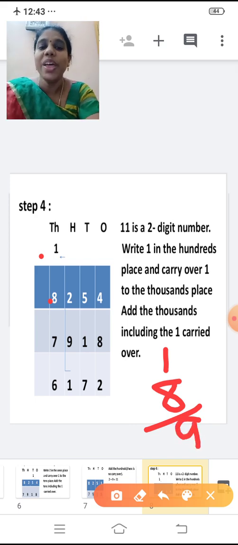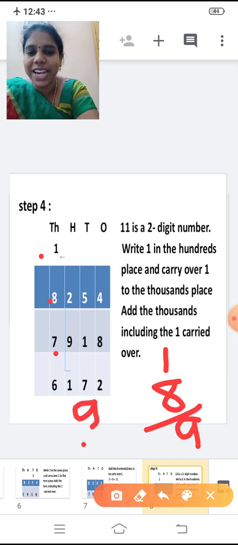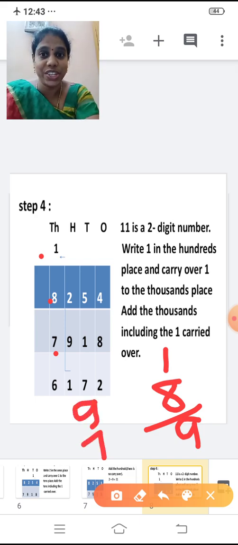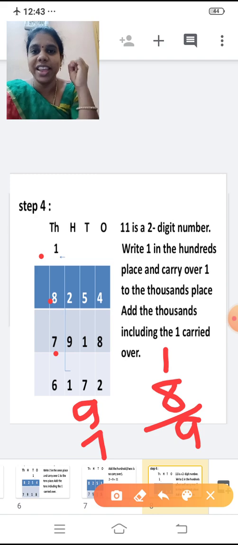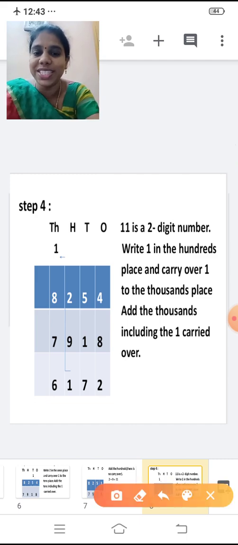What am I going to do now? With that 9 I am going to add 7. After 9 I am going to add 7. 10, 11, 12, 13, 14, 15, 16. I've added 7, the answer is 16. When you add 9 plus 7, the answer is 16.